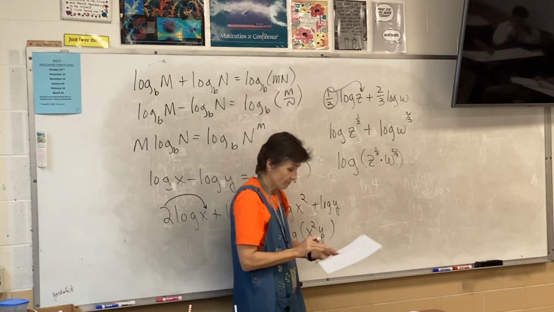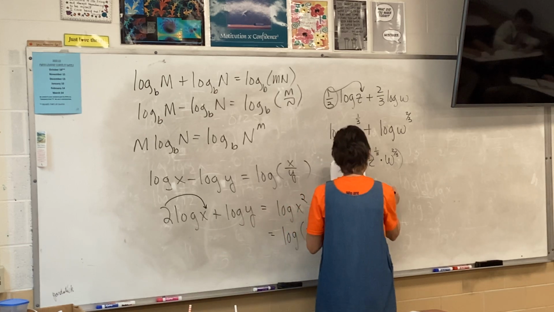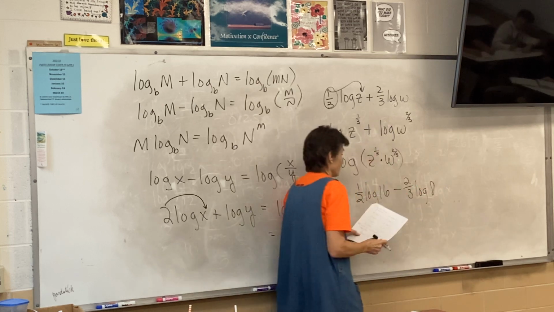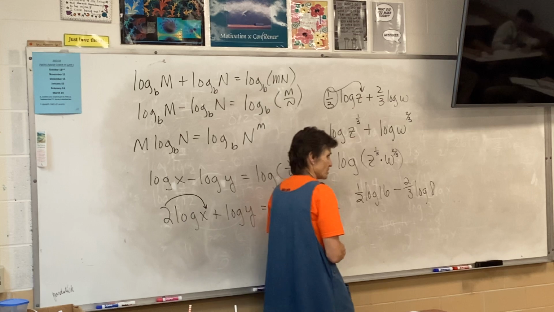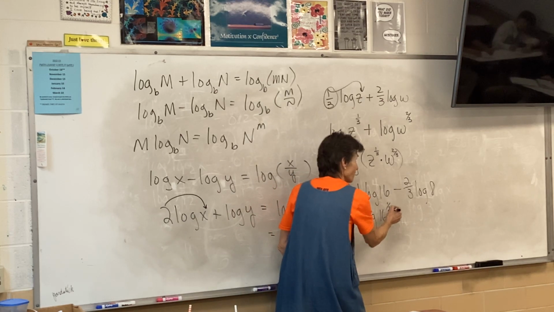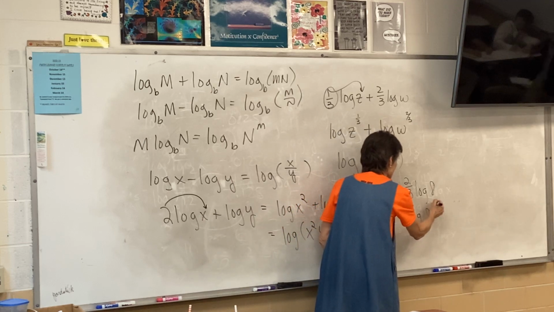This isn't too hard. All right, what about D? 1/2 log 16 minus 2/3 log 8. Well, this is pretty much the same thing, isn't it? Wouldn't that be log 16 to the 1/2 minus log 8 to the 2/3?